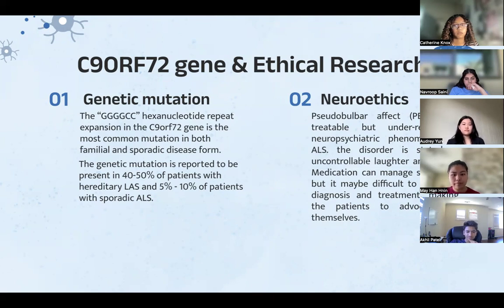Talking about neuroethics, pseudobulbar affect, PBA, is a treatable but really under-recognized neuropsychiatric phenomenon in ALS. The disorder is characterized by uncontrollable laughter and crying. Medication can manage symptoms, but it may be difficult to receive a diagnosis and treatment, making patients advocate for themselves.